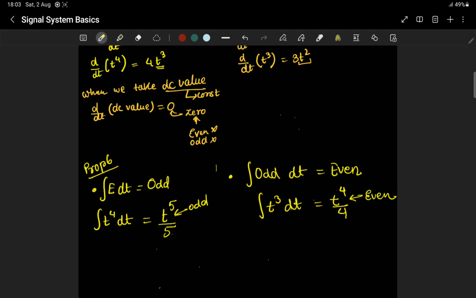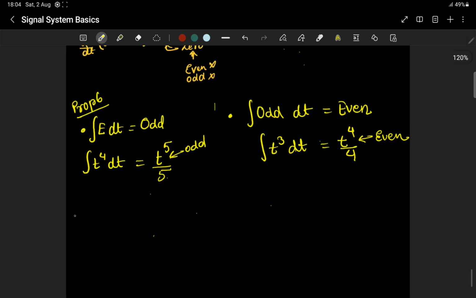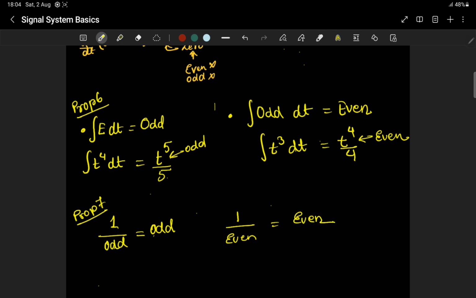Now you will ask what is going to happen in case of the DC value. This time we don't focus on the DC value. Let me give you another thing as well. In case of reciprocals, we take property number 7, which is 1 by odd is always odd, and 1 by even is always even.